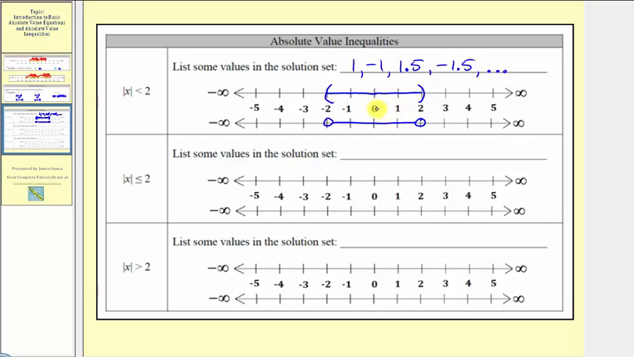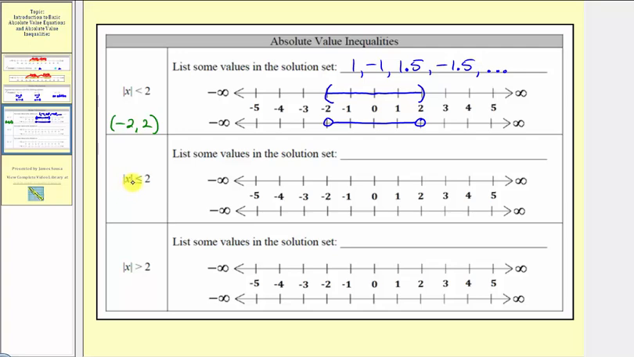Now notice how it doesn't ask, but if we did want to express this using interval notation, we'd have the open interval from negative 2 to 2. Again, we don't include the endpoints, so we have a rounded parenthesis on the left as well as on the right.